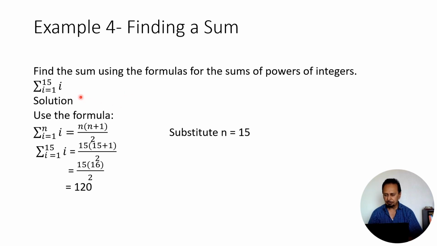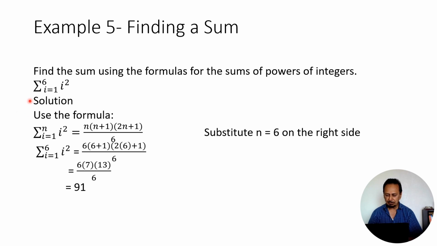So example 4, we're going to find the summation of i from 1 to 15. Let's start with the formula for the summation of i from 1 to n, which is n times (n plus 1) over 2. Because the upper limit is 15, we substitute 15 where the n is. So this becomes 15 times (15 plus 1) over 2. 15 plus 1 is 16, so it becomes 15 times 16 over 2, and that would be 120.